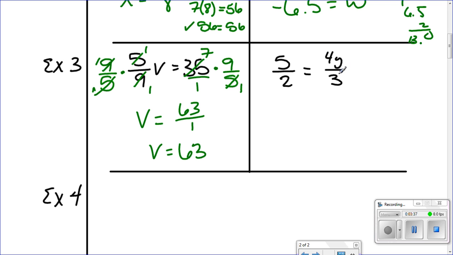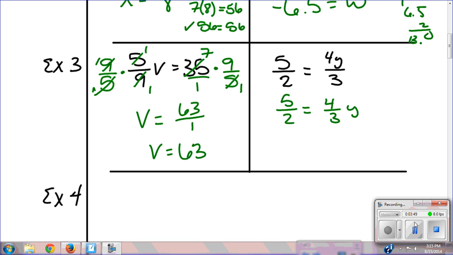This is a little different way of looking at it, just so it looks like the other one. I can rewrite it as 5/2 is equal to 4/3. Why? I can just take the 4/3 out front as the coefficient.